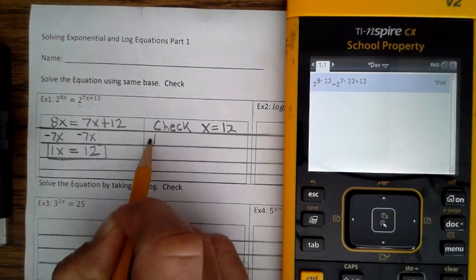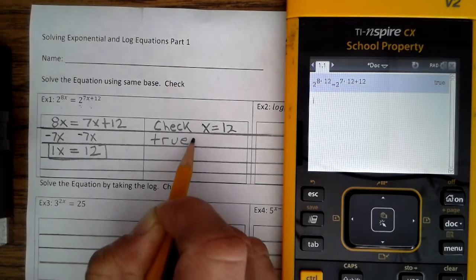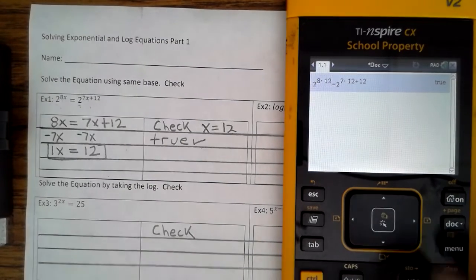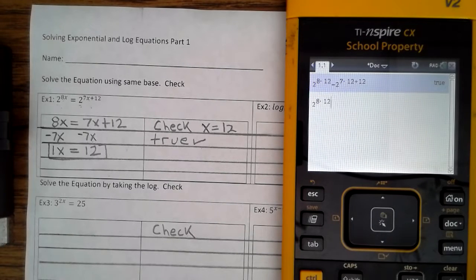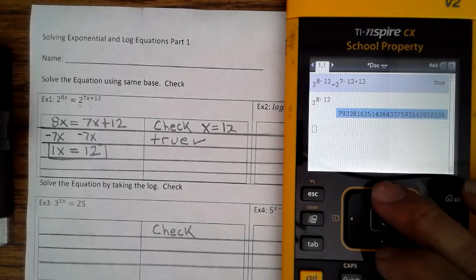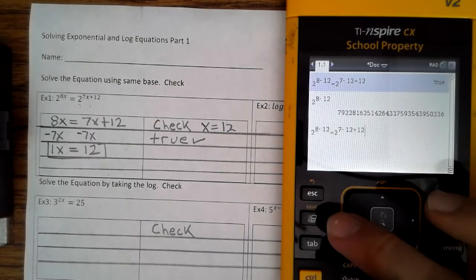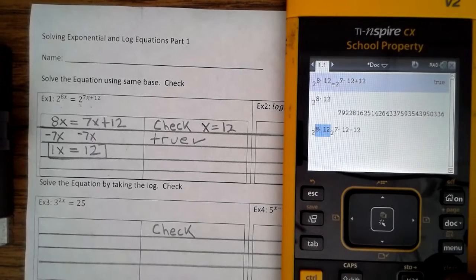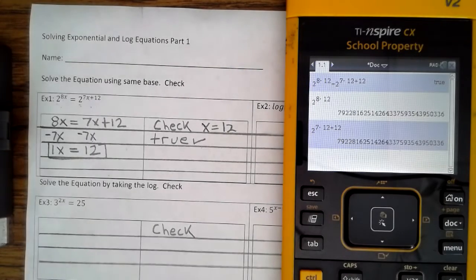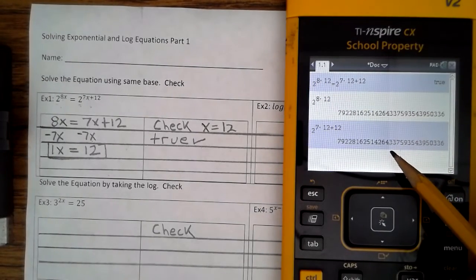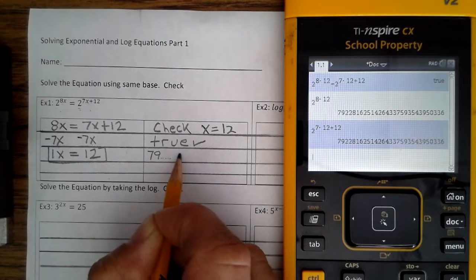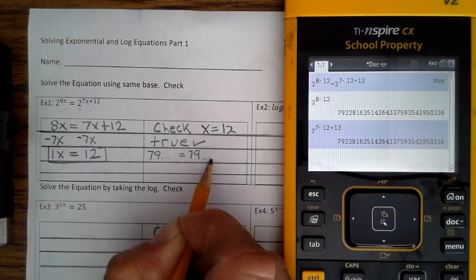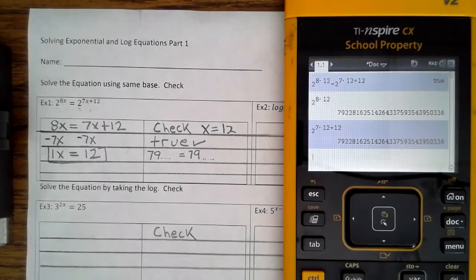So it checks. Now that's one way to do it. Or what you can do is plug in the left side, and then plug in the right side. And you can see here that the left side is equivalent to the right side, and you can put 79 ... is equal to 79 ... since the number is so long. But either way, it checks.